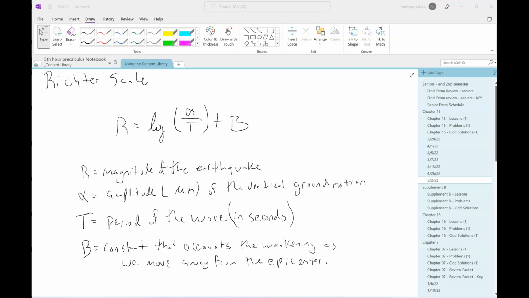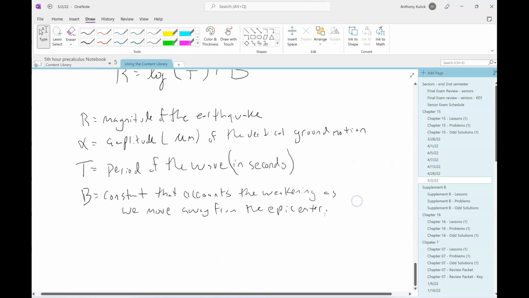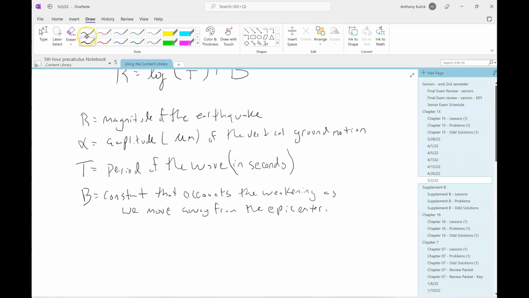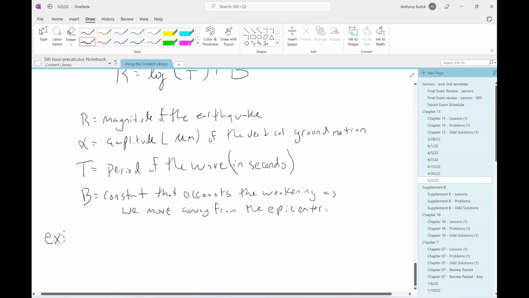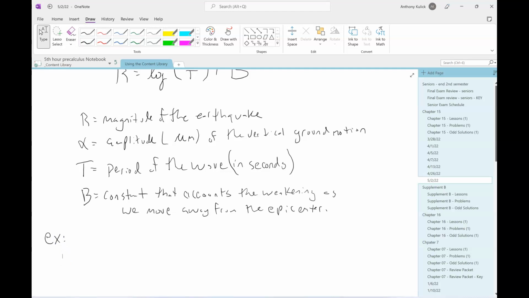Since the Richter scale is a logarithmic scale, what that means is that if you have an earthquake of magnitude 2 and an earthquake of magnitude 3, the magnitude 3 earthquake is actually 10 times as strong as the magnitude 2 earthquake. If you have a magnitude 4 and a magnitude 2, the magnitude 4 is actually 100 times as powerful. Each time you move up 1 unit on the Richter scale is a factor of 10 in terms of earthquake intensity.